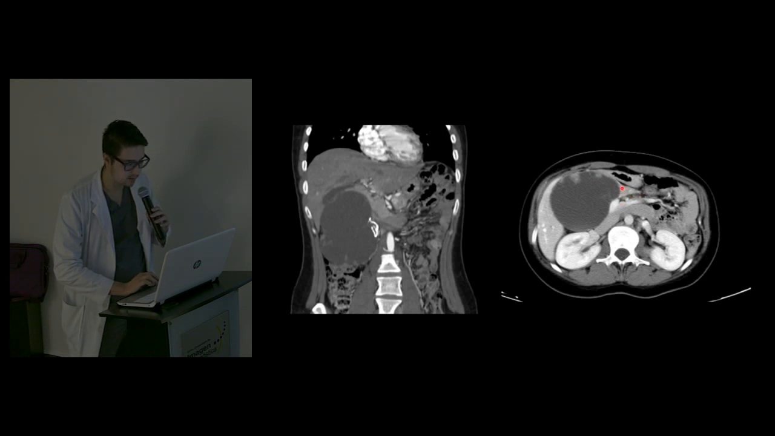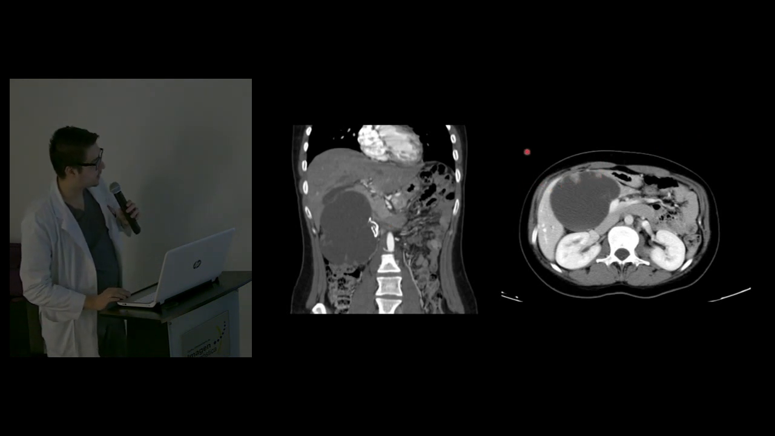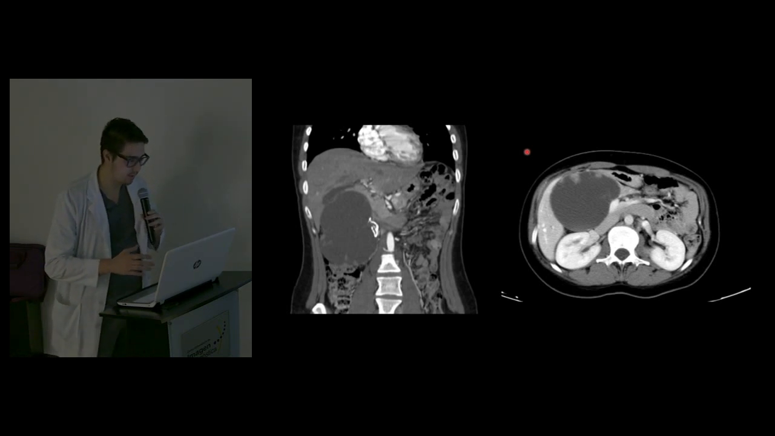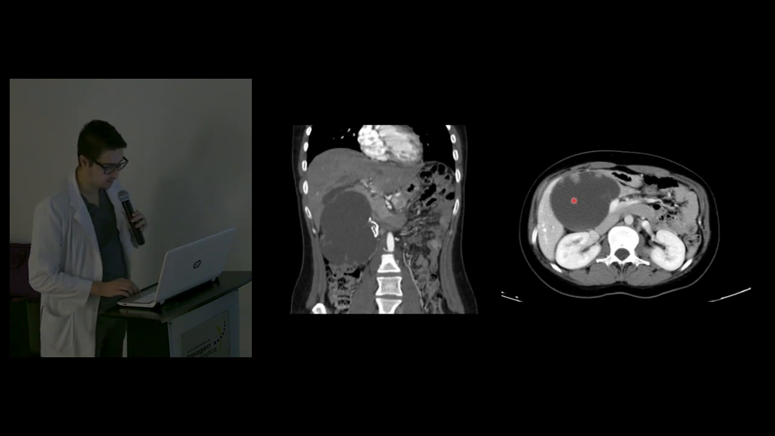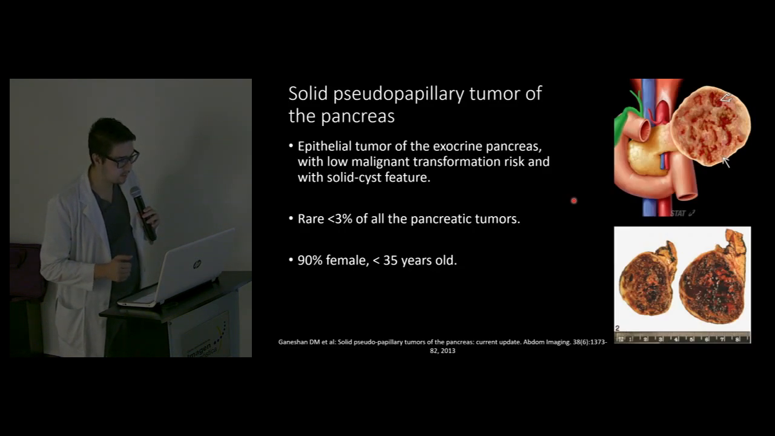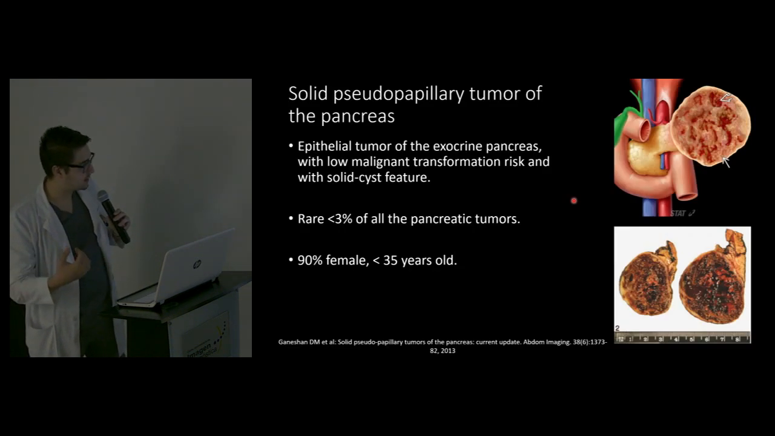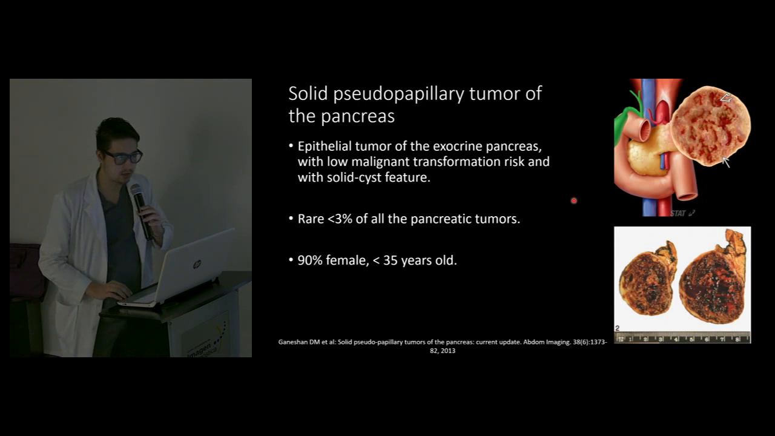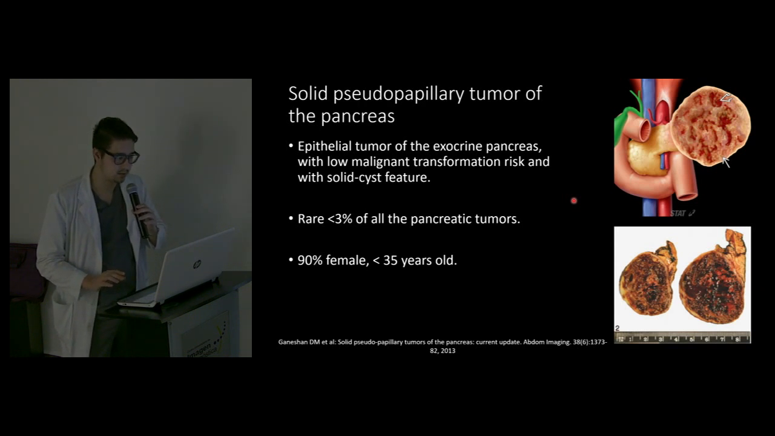You can see the claw sign with the pancreas, and also the dystrophic calcification, the thick septa, and the papillary projections. Due to the age of this patient, a young woman with a big mass with papillary projections, the first differential diagnosis that we made was the solid pseudopapillary tumor of the pancreas, which was later confirmed by pathology. The patient underwent surgery and now is asymptomatic.